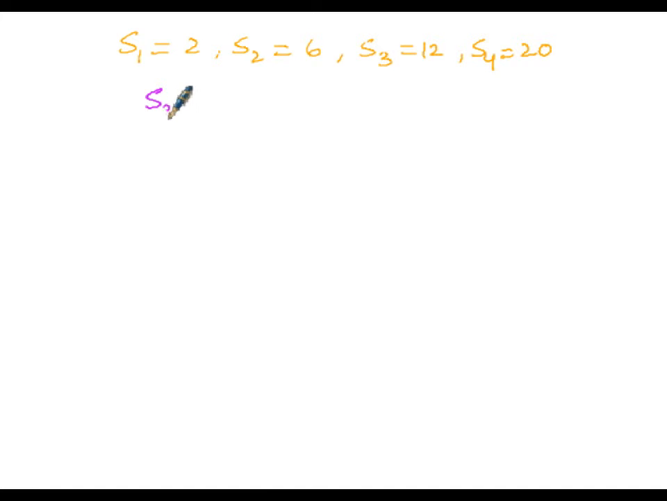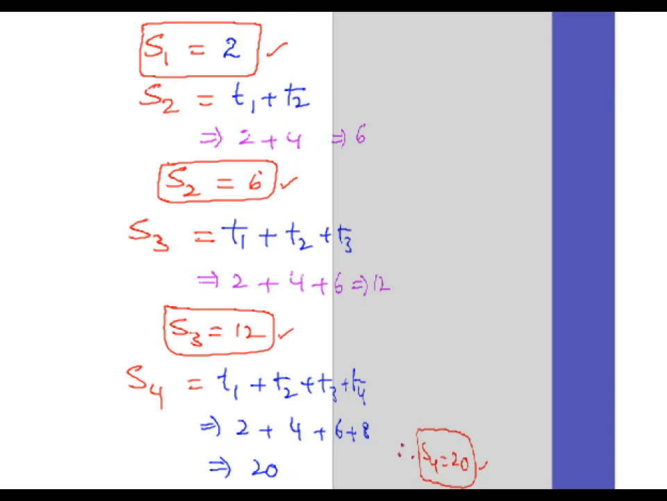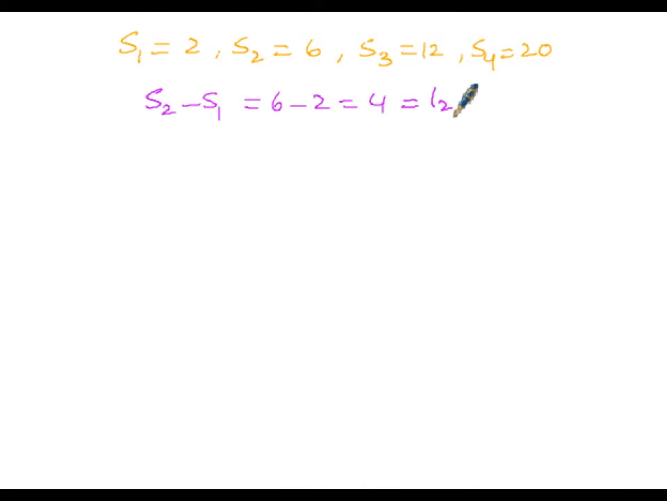Here S2 minus S1, the difference of the first two, equals S2, which is 6, minus S1, which is 2. When we subtract, 6 minus 2 is 4. This 4 is the second term. So S2 minus S1 equals the second term. In other words, interchanging LHS and RHS, we get the second term on the LHS and S2 minus S1 on the right hand side. There won't be any change in their signs.